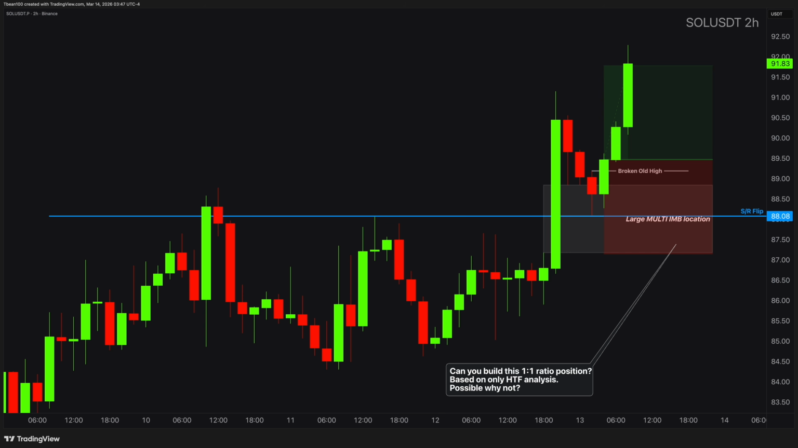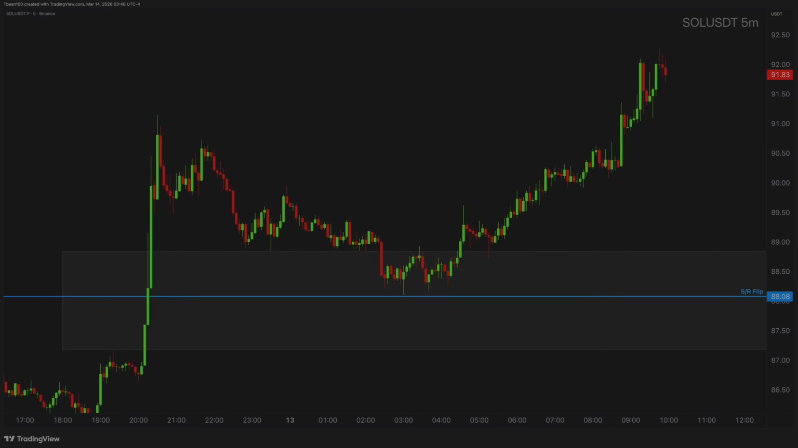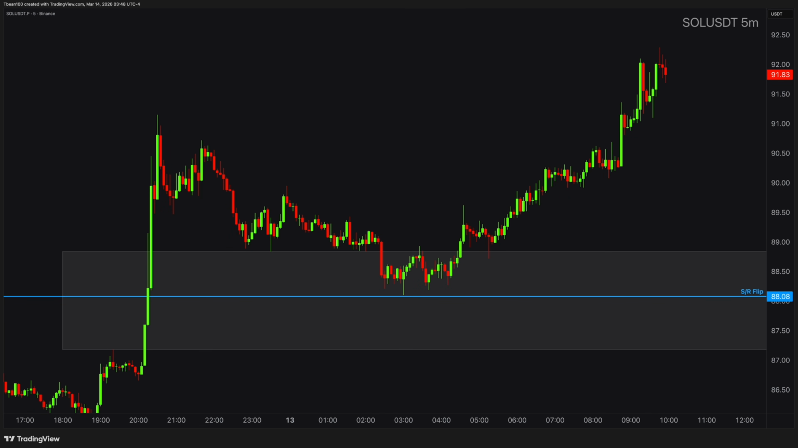But what happens if we drop down to the lower time frames and continue the discussion from there? When you open the lower time frames like the 5-minute or 15-minute charts, you will notice that price is crushing hard into our SR flip location. This clearly shows a strong downtrend forming on the chart. But I want you to focus for a moment on this large fair value gap area, the imbalance right here.